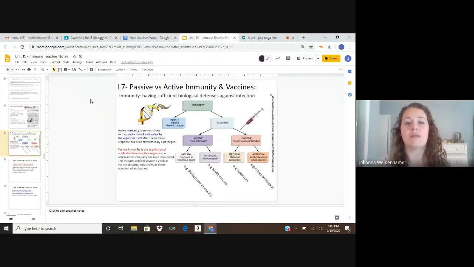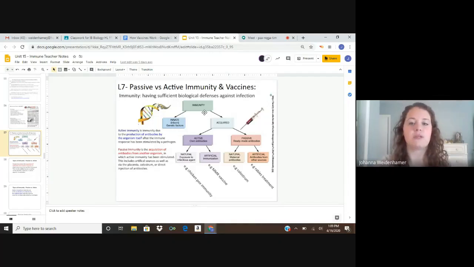Today we're going to be talking about passive versus active immunity and vaccines. And we've been talking a lot about antibodies and antigens throughout a lot of these lessons. Today we're going to be talking even more about how antibodies and antigens play a role in the body's immune system and how it fights off pathogens that could enter the body. So let's take a look at this nice flow chart we have here.